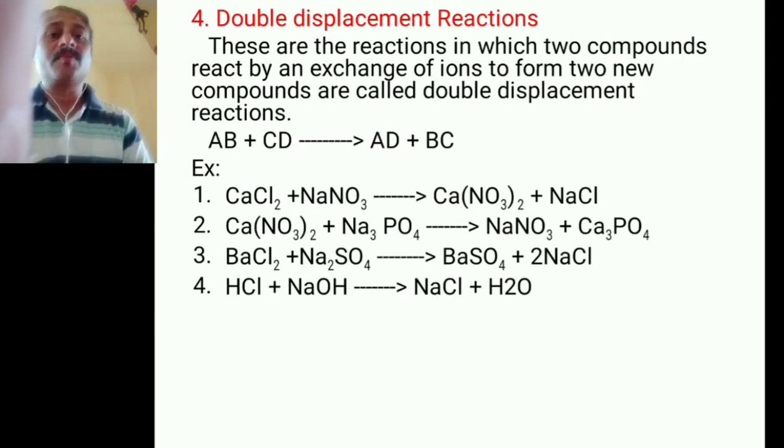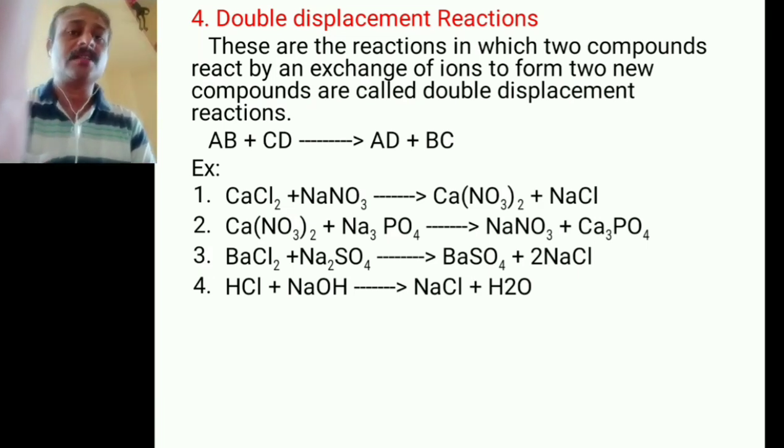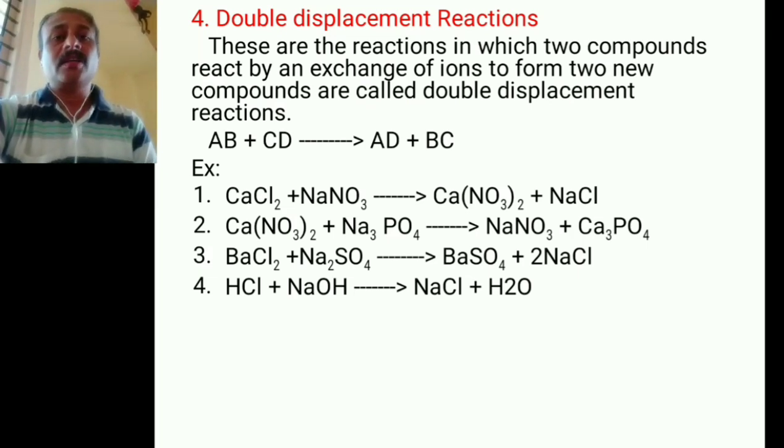And next is the double displacement reaction. These are the reactions in which two compounds react by an exchange of ions to form new compounds, called double displacement reactions. Very simple: there is an exchange of ions present in the compounds. When any two compounds react and mix, they exchange their ions to form new compounds, and that type of reaction is called a double displacement reaction.